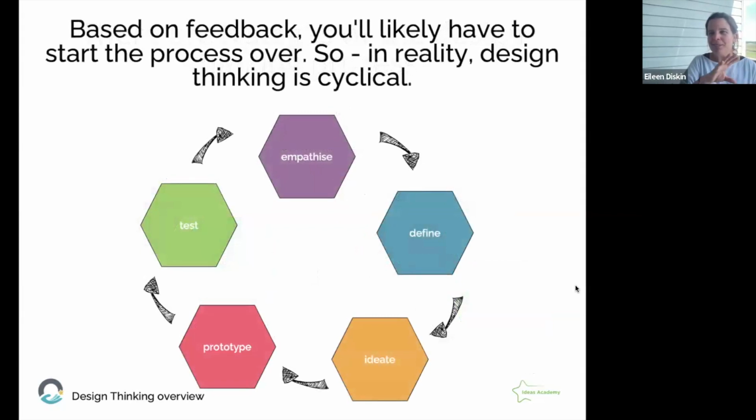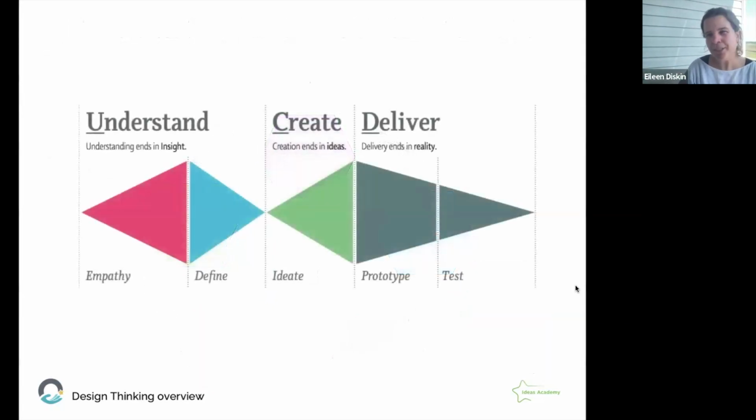The reality, that image I showed, it's nice and linear, straight through. The reality is that design thinking is a cyclical process. You'll be going in and out, back and forth from empathy to define, to ideate, back to empathy, back to define, back to empathy. It's very much an iterative process. You're learning the whole time. You're always staying as close to your user, that person or group of people that you're designing for, throughout the whole process.